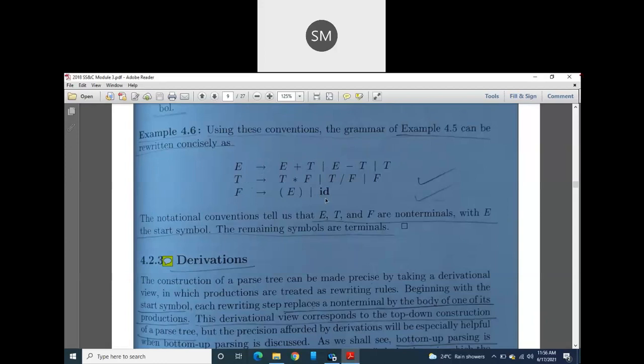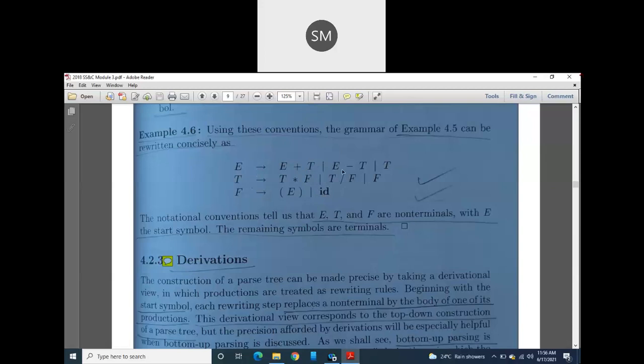Don't get confused. At first appearance it looks like it has only three productions, but it actually has 5 more hidden productions. So instead of writing these pipes here, if you write E yields E plus T, and E yields E minus T, and E yields T, then these will be written as three productions. Here also you will write three productions, and here you write two productions. So totally there are 8 productions, guys. E can take the form E plus T.